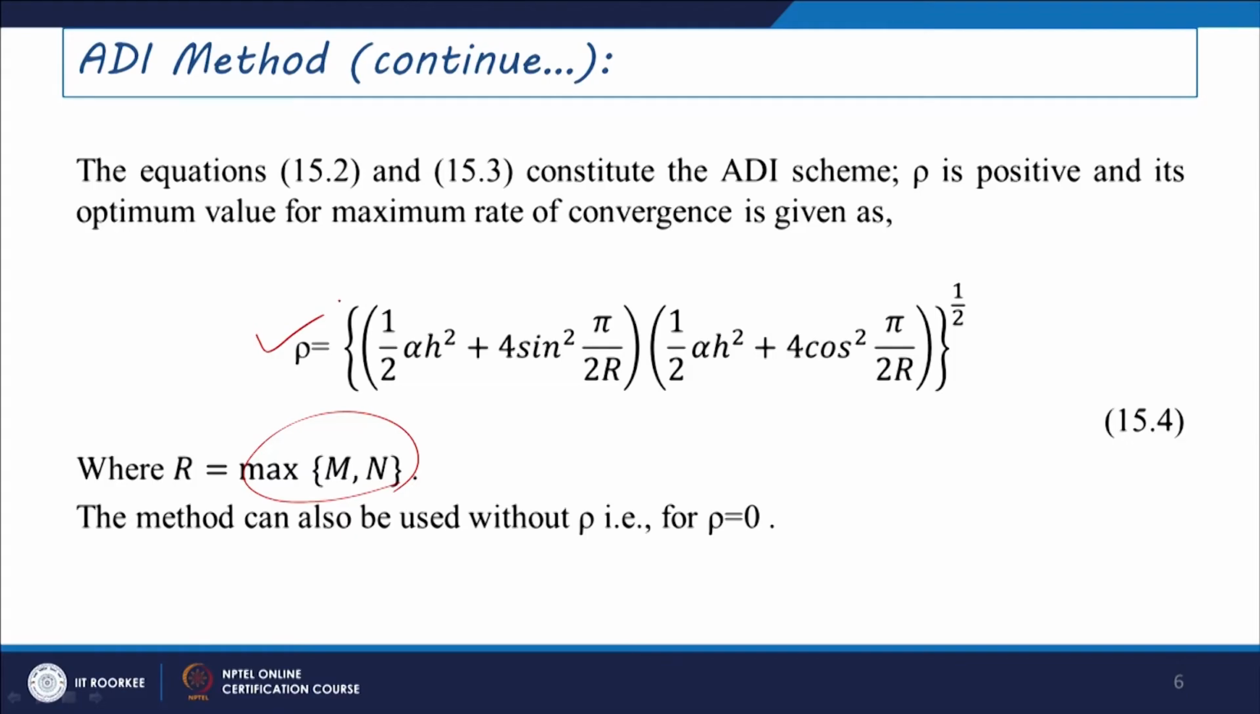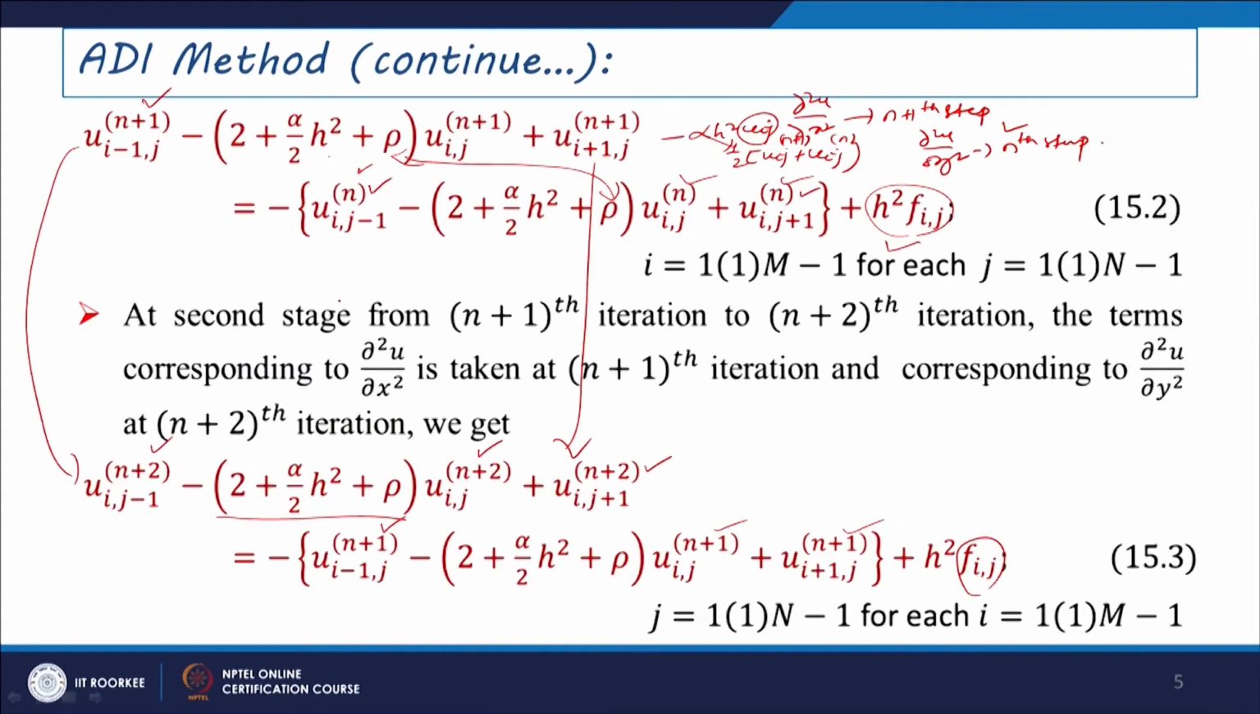So, this method can be applicable when we consider rho equals 0. If we consider rho equals 0 in this equation, then directly we can write that as the ADI scheme itself. So, that is our general ADI scheme.